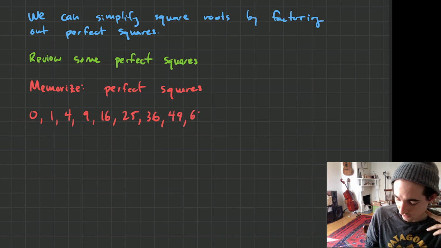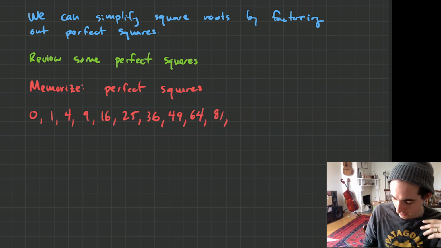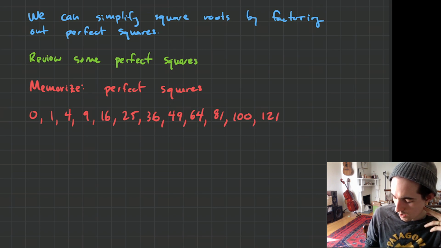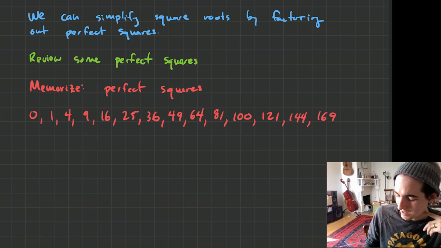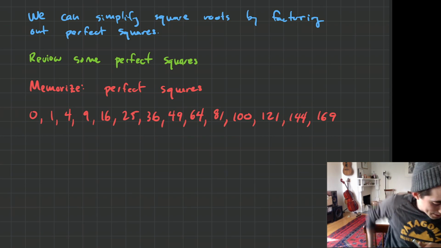8 times 8 is 64. 9 times 9 is 81. 10 times 10 is 100. 11 times 11 is 121. 12 times 12 is 144. 13 times 13 is 169. And I think that at that point you're probably good.